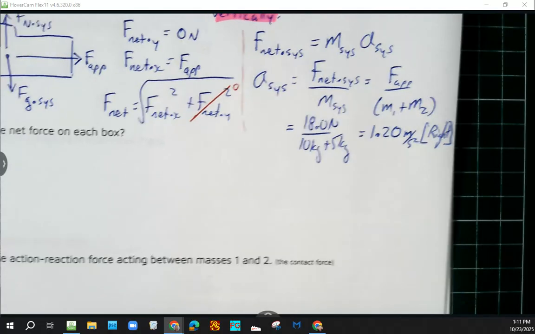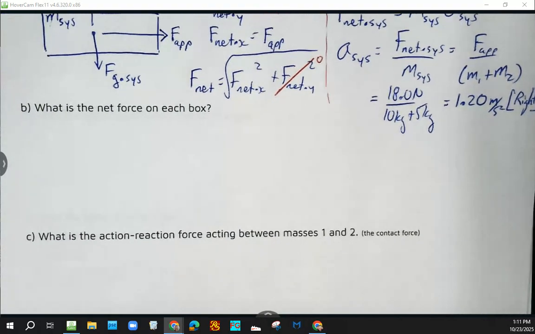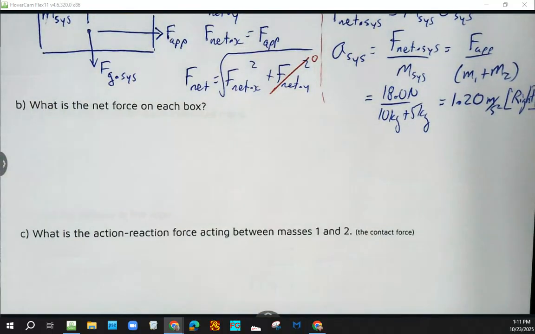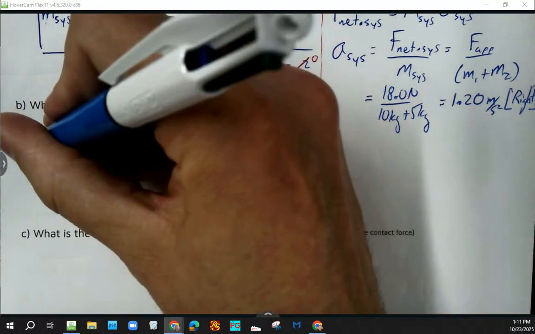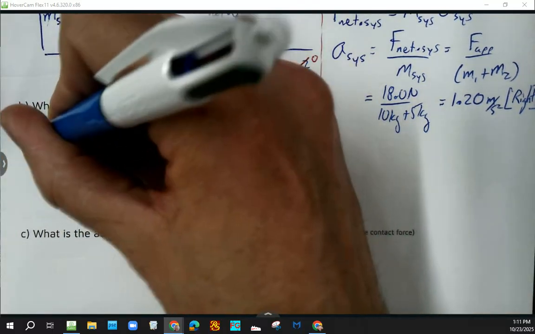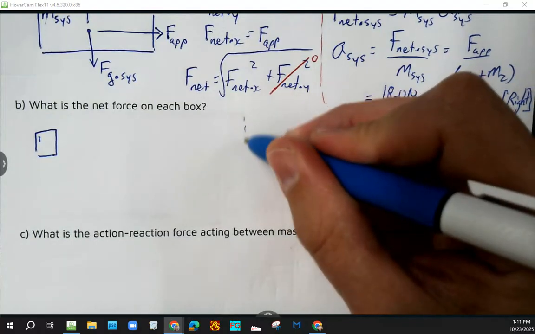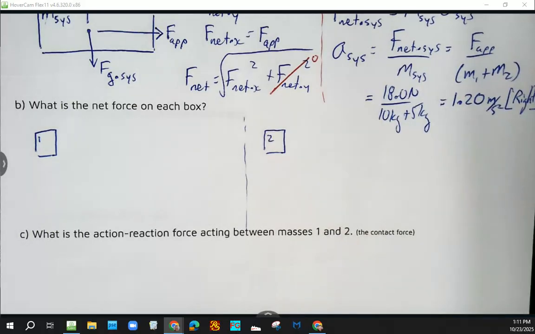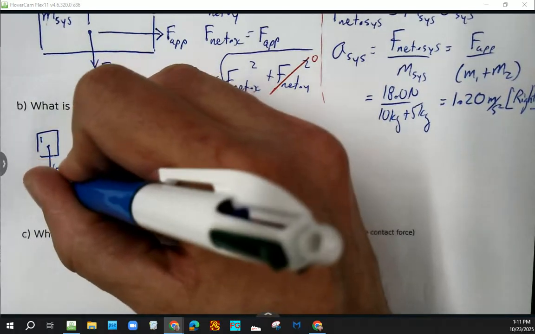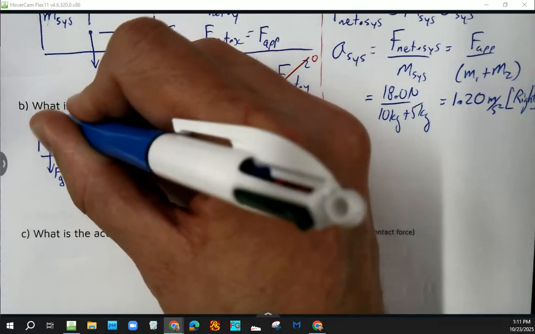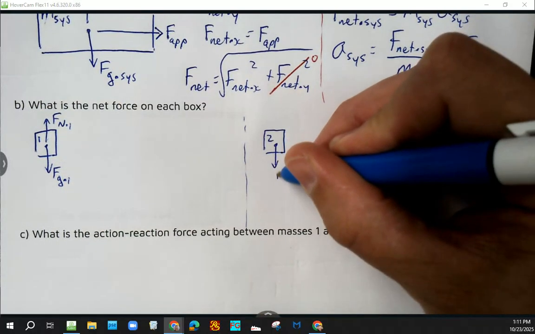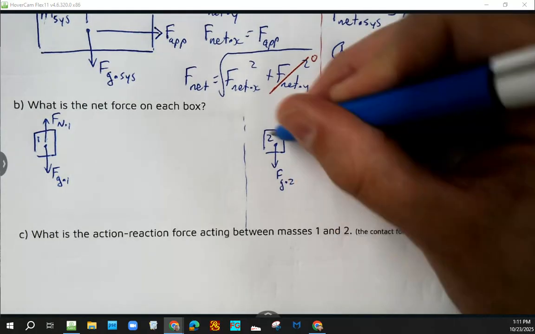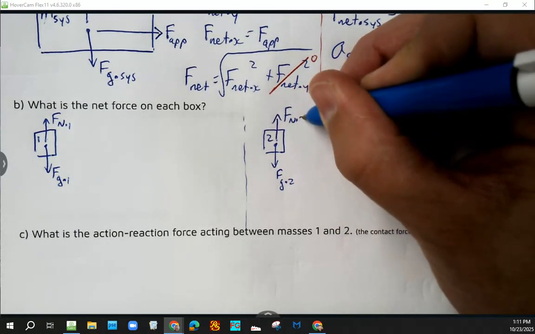But then there's this follow-up question. The follow-up question is, what's the net force on each box? I'm going to do it as a left column, right column thing, because I have two boxes. So for box 1, I'll call this box 1, and I'll partition it in half. Box 2. And again, low-hanging fruit gets picked first. Force due to gravity acting on 1, F normal acting on 1. We actually did this exact same scenario earlier, except there was a person involved. Force normal acting on 2.